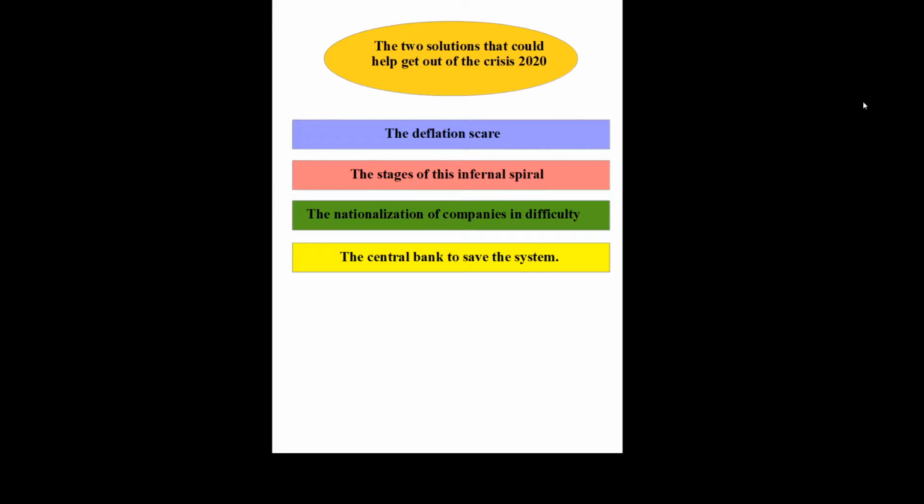Let's get to the heart of the matter with the presentation of the first solution to get out of the crisis. 100% money. Solution 1. 100% money. Should commercial banks have the power to create or destroy money? Let's study the current fractional reserve system and its dangerousness.